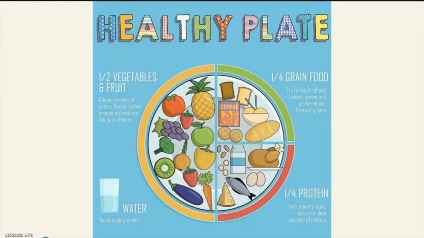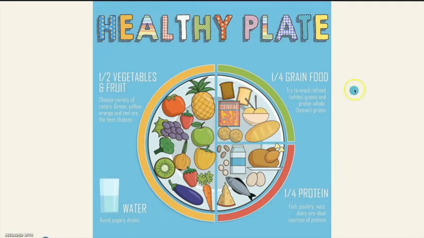Now that we have known all the categories and the examples of the food, let's look at the focus of today's lesson. Healthy plate. What is a healthy plate? A healthy plate refers to the components that are needed for you to have a meal. This includes half of the plate, which must include vegetables and fruits. We must choose a variety of colors, for example, green, yellow, orange, and red vegetables and fruits.